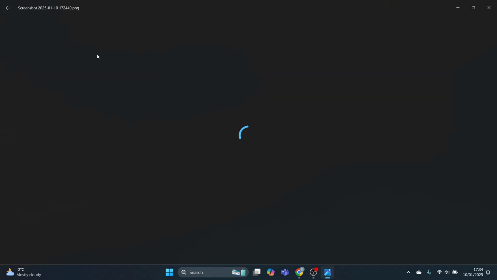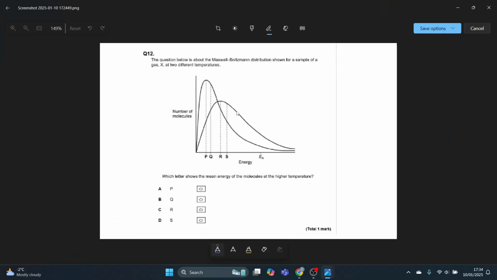And question 12. Which letter shows the mean energy of the molecule at a high temperature? And they're all on the same axis. Because remember, if P is here and Q is here, you can already eliminate them because that's the wrong axis. That's the number of molecules axis. And sometimes when they do that, you can just eliminate half the options.